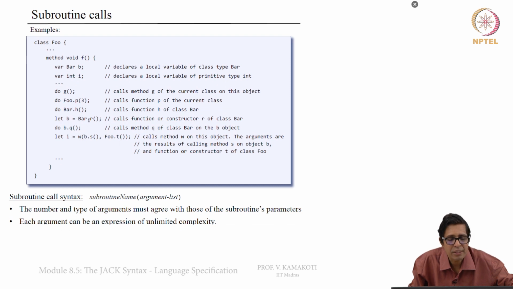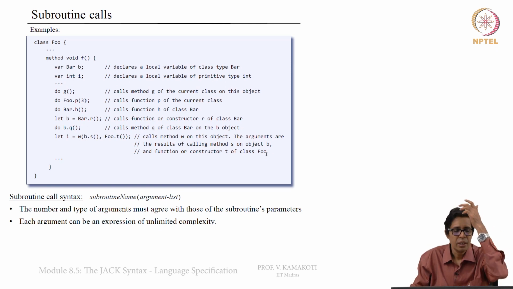Let b equal to bar dot r calls function or constructor r of class bar, or do b dot q calls method q of class bar on the b object. Let i equal to w of b dot s comma foo dot t calls method w on this object. The arguments are the results of calling method s on object b and function or constructor t of class foo. Okay.